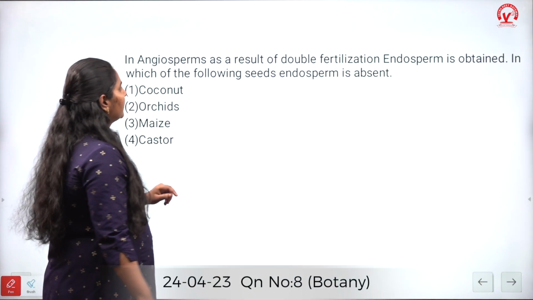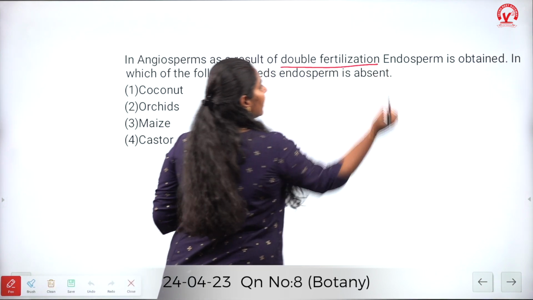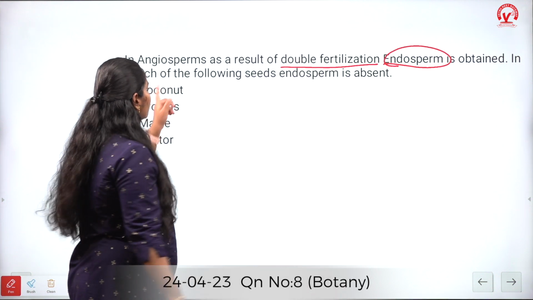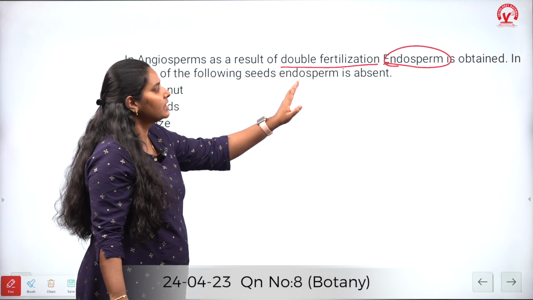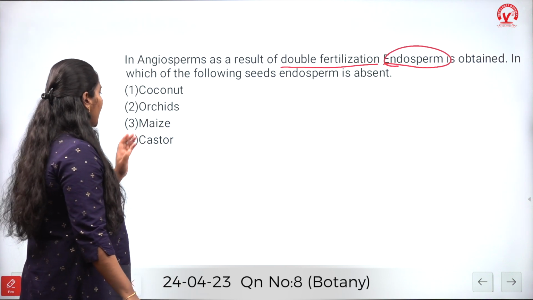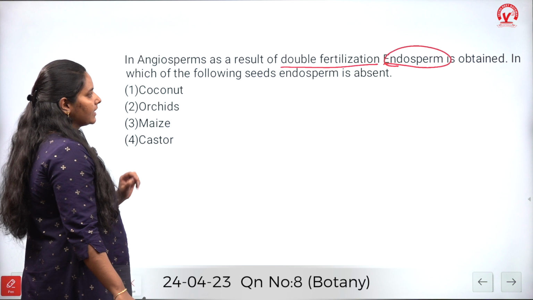In angiosperms, as a result of double fertilization, the endosperm is obtained. In which of the following seeds is the endosperm absent? The given options are coconut, orchids, maize and castor.